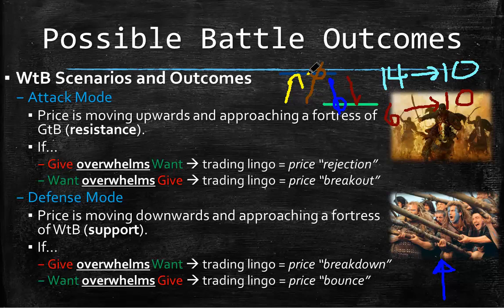When Wanter the bull is in defense mode, when the price is approaching it, it's one of those things where steady, hold, and it's got to be something where if the support is going to hold and produce a bounce, then you want the want to overwhelm the give. You want the demand to overwhelm the supply of shares that are available. You want the greediness to overwhelm the fearfulness of selling. So that's all that it is, and it happens over and over again.